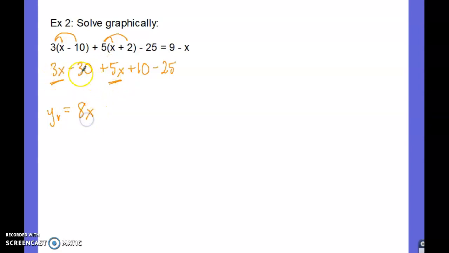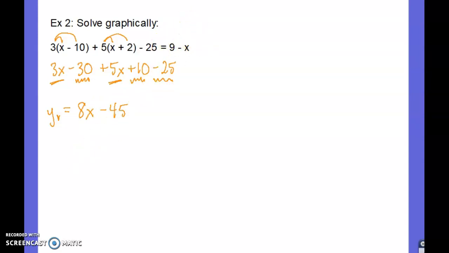So what I would do if I were you is I would practice simplifying. So distribute. So what we have is 3x minus 30 plus 5x plus 10 minus 25. Don't even mess with this other equation. I'll tell you what to do shortly. Combine your like terms. And I'm going to write it as a y equation, like y1, if you're familiar with the graphing calculator, which I know some of you are. 3x and 5x put together is 8x. And then combining like terms, negative 30 plus 10 is negative 20, minus 25 is negative 45.